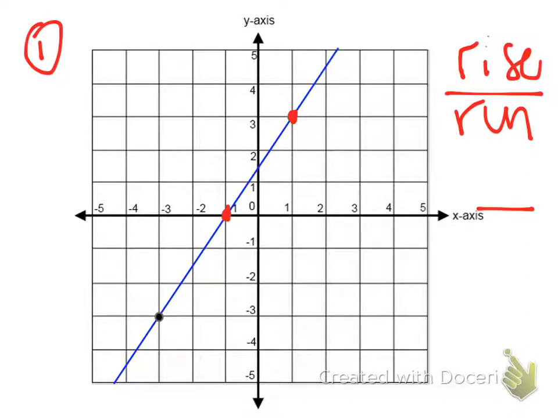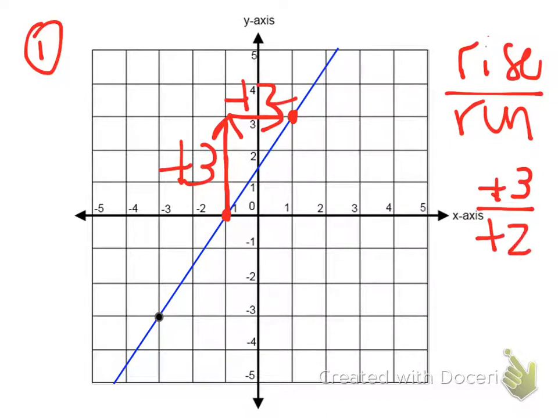So let's figure out the rise. I'm going to go up. How many places do I go up? Well, I go up 3. Because I go up, it's going to be positive 3 because you're going towards the positive numbers. Now let's figure out our run. Our run is left and right. How many places do we run to the right? We run 2 places, and because we run to the right, it is positive 2. So our rise is positive 3 and our run is positive 2.